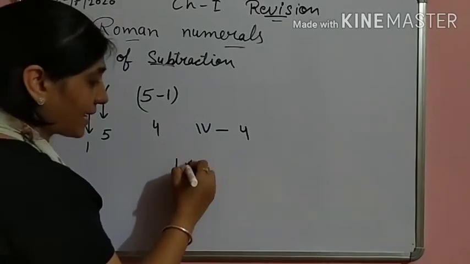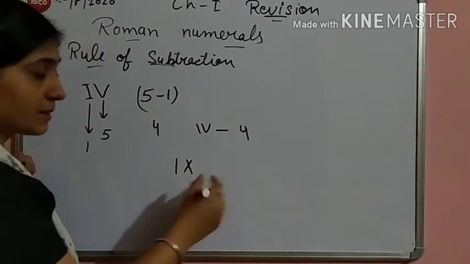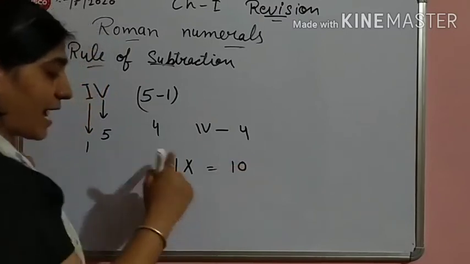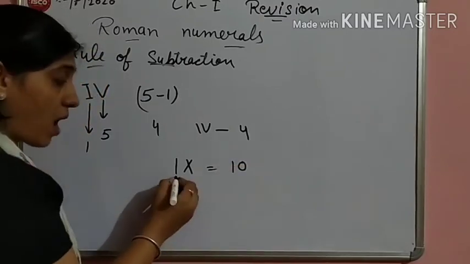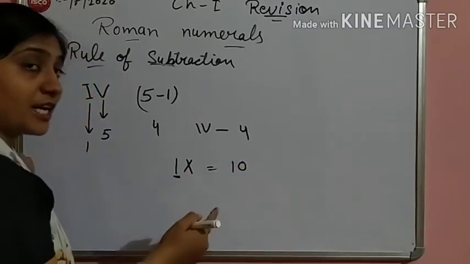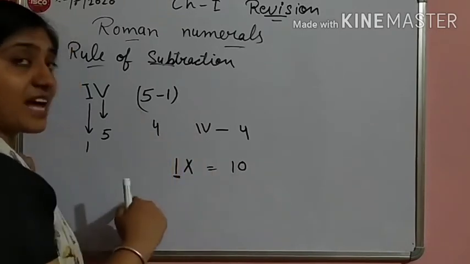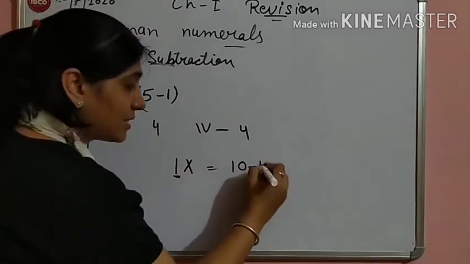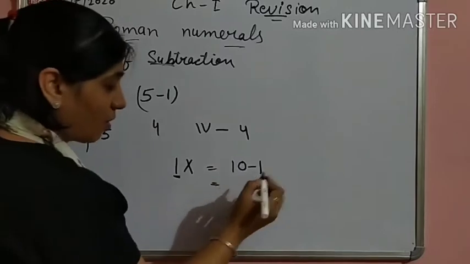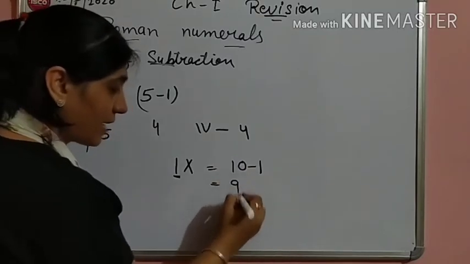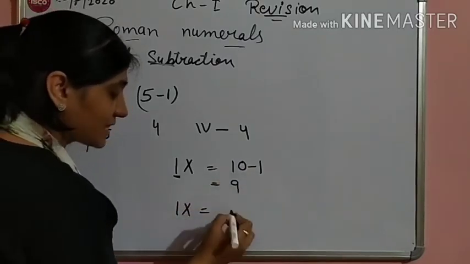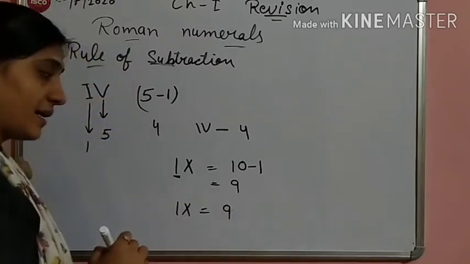Similarly, IX. X means 10 and I means 1. Now I, see its position. It is placed to the left side. So we will subtract. Okay. Now 10 minus 1, 9. So students, IX stands for 9.